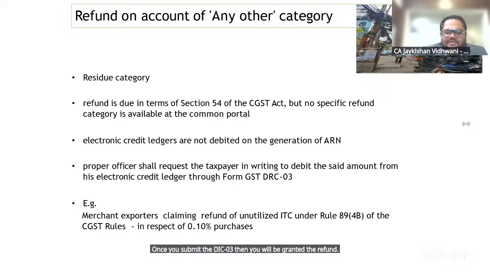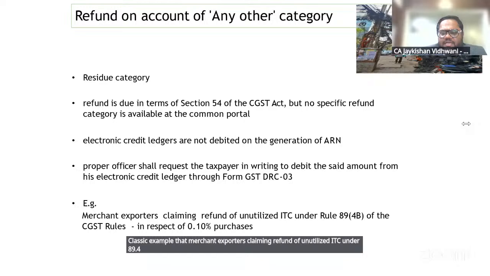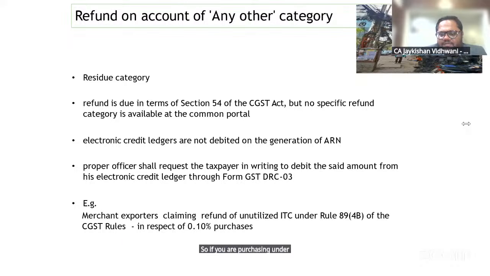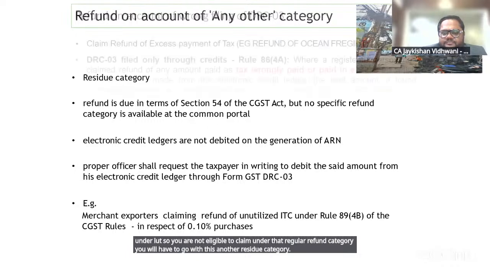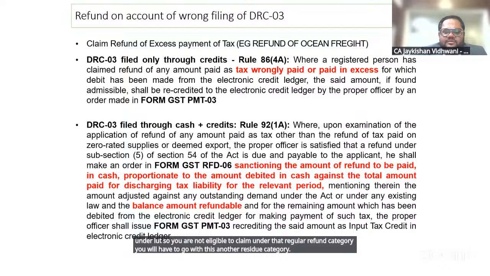Classic example is merchant exporters claiming refund of unutilized ITC under 89(4)(b) of the CGST rules in case of 0.1 purchases. So if you are purchasing under 0.1 and you will be exporting compulsorily under LUT, you are not eligible to claim under that regular refund category. You will have to go with this another residuary category.